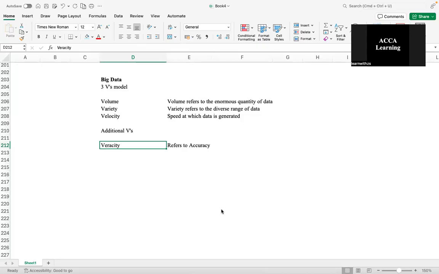All right. Then the next additional V is value. What is value? It represents the end goal of big data, the initiatives taken, right?